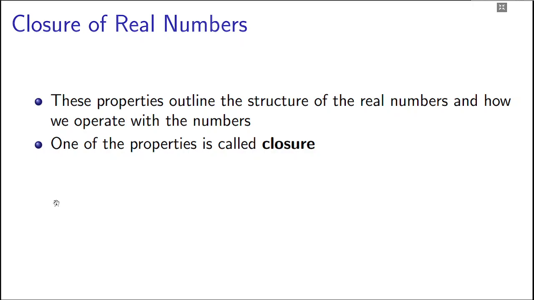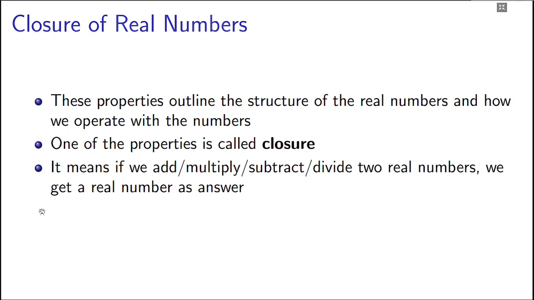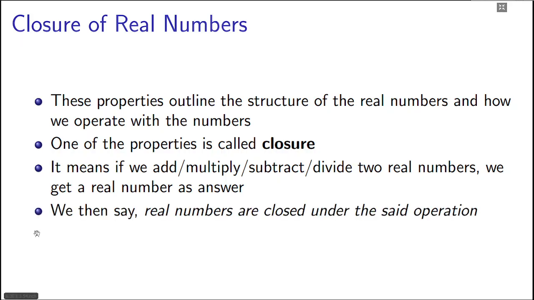Closure simply means if we operate with two real numbers, then we end up with another real number. So whether we add, multiply, or divide two real numbers, we're going to end up with another real number. Now, in maths language, we say real numbers are closed under the set operation, which could be addition, subtraction, or division.